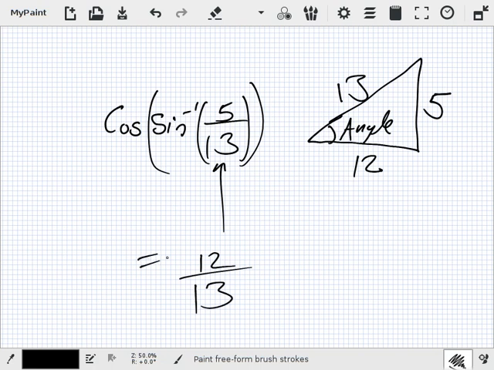Now, if you type this in on your calculator, does it give you 12 over 13, or does it give you a decimal? 12 over 13. Okay. So it gets a little bit harder now if I tell you to do this for me. I want you to give me cos sine inverse x. Okay, try this one now.